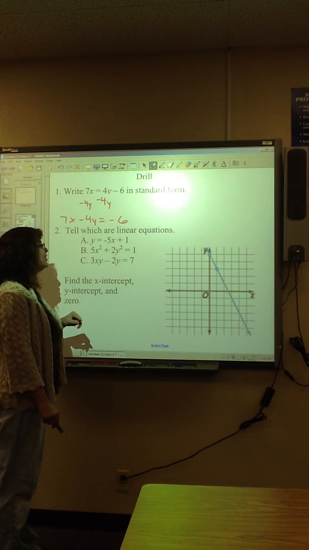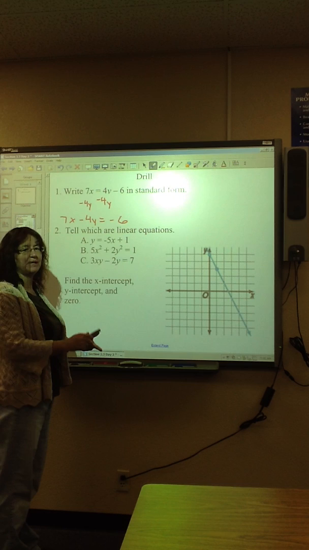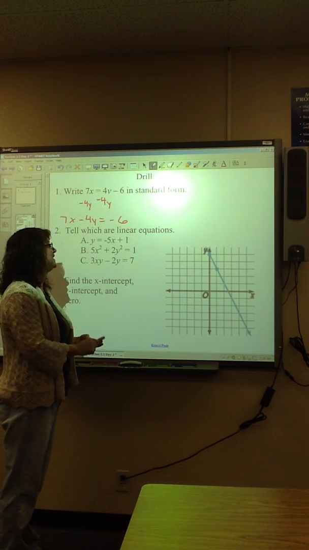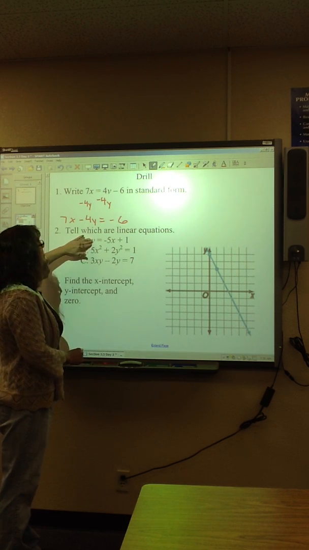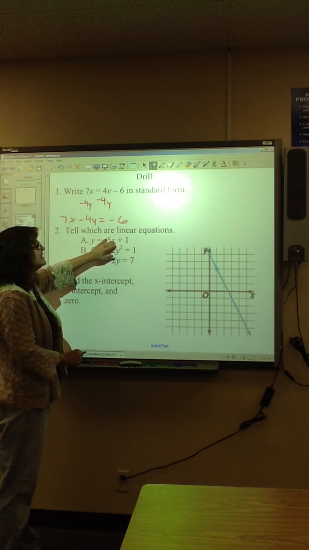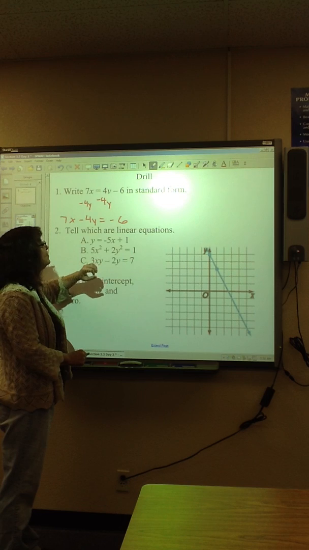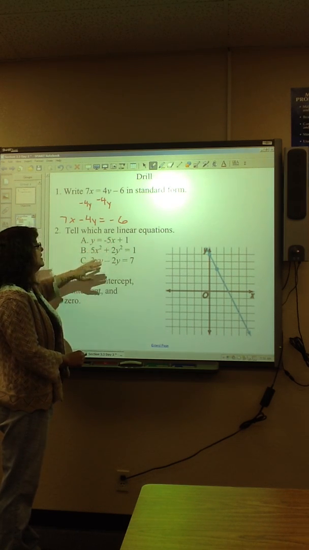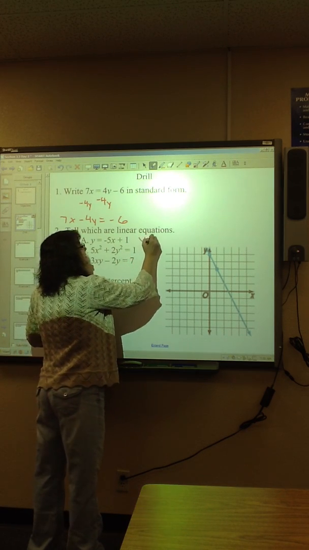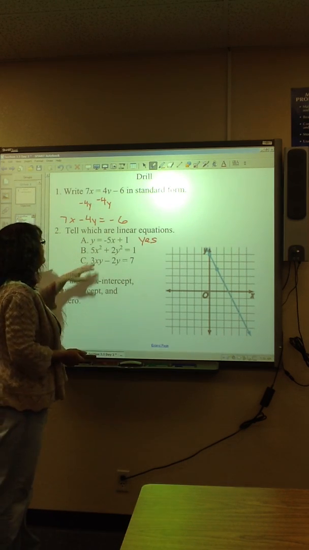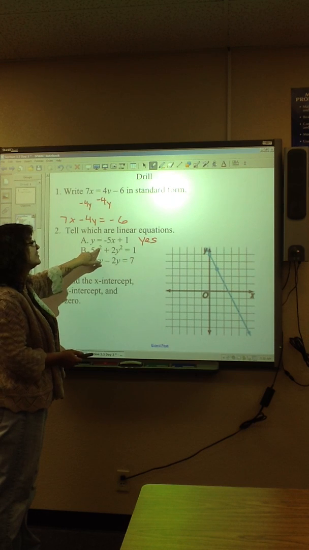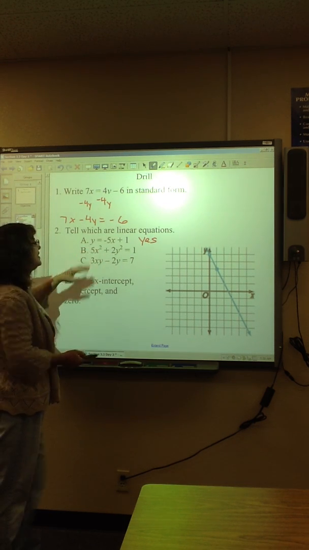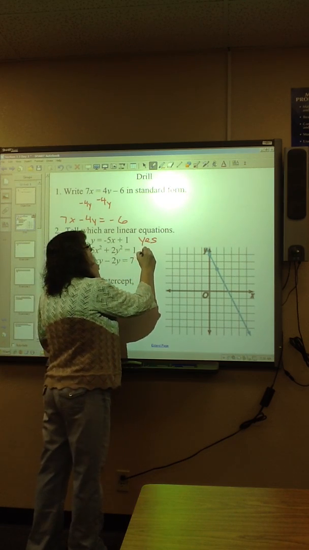Okay, now if I'm supposed to tell which ones are linear and which ones are not, the first thing I'm looking for is that it can only have plain x's, or only plain y's, or plain x's and plain y's. So this one has a y and an x. There's no powers, nothing weird happening to the x and y. So this one's yes, it's linear. This one has squares on it, and you're not allowed to have any powers. That throws it out from being a linear equation. This one's actually a circle. So this is no.